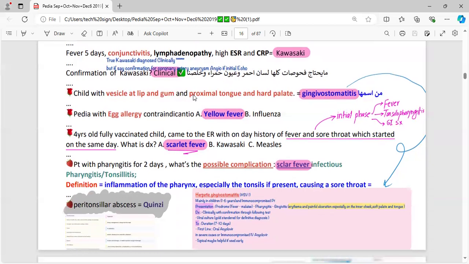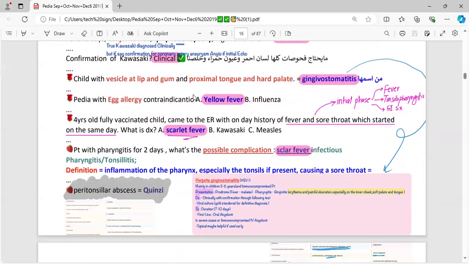A child with vesicles at the lip, gum, proximal tongue and hard palate. Yes, vesicles. What is this? This is typical, we see it. Gingivostomatitis. Gingivostomatitis is common in viral infections and management would be symptomatic management.